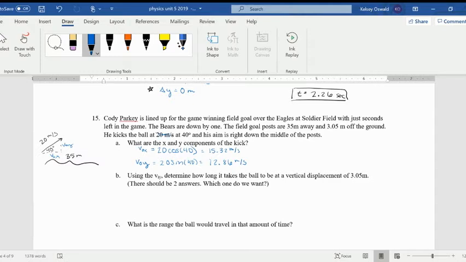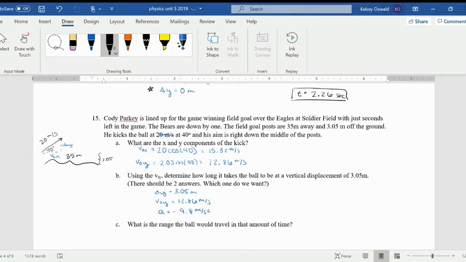Okay, so we know the field goal posts are 3.05 meters off the ground. So we want to see how long it would take the ball to reach a height where it would go over those field goal posts. Okay, so here we're looking at a vertical height. So we know our delta y is 3.05. We also know our initial y velocity was 12.86 meters per second. And again, vertically, we always know the acceleration is 9.8 meters per second squared.